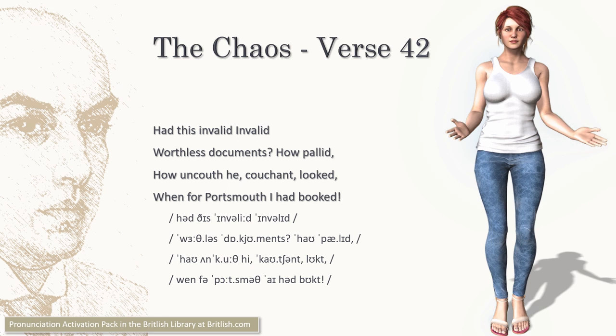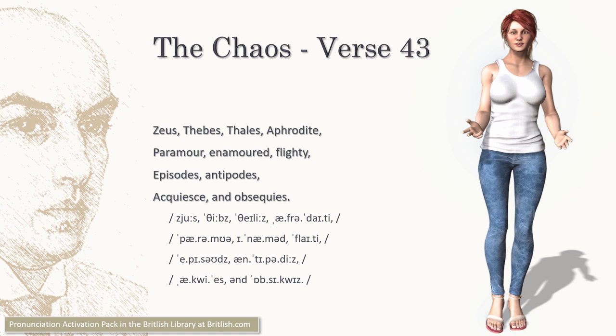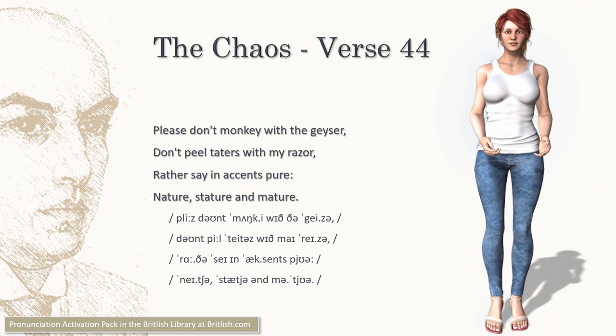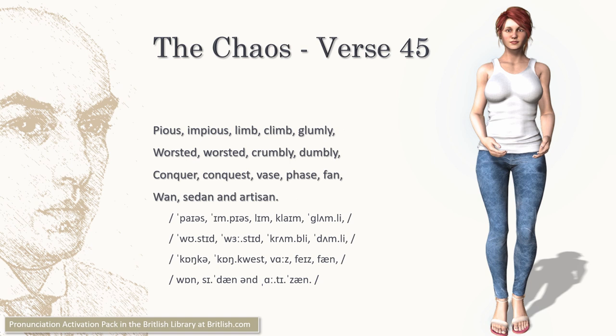Zeus, Thebes, Thales, Aphrodite, Paramour, enamoured, flighty, episodes, antipodes, acquiesce, and obsequies. Please don't monkey with the gazer, don't peel taters with my razor, rather say in accents pure, nature, stature and mature, pious, impious, limb, climb, glumly, worsted, worsted, crumbly, dumbly, conquer, conquest, vase, phase, fan, won, sedan and artisan.